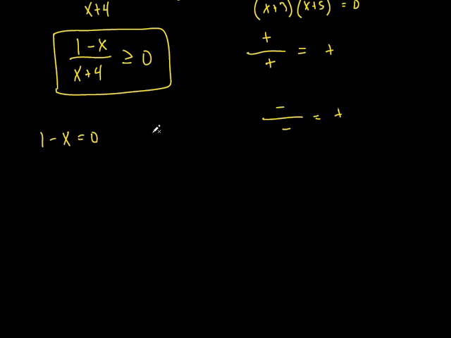And then what else do I set equal to 0? At the bottom, right, x plus 4, and set that equal to 0. It's very similar to this, except these two things are being multiplied, right? We still set them both equal to 0. It just happens that these things are being divided. But we still set the top equal to 0 and the bottom equal to 0. Now we solve for x.